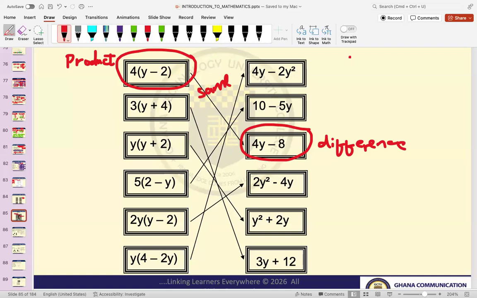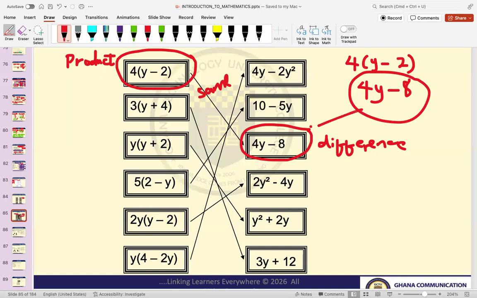Now watch it. 4 into y minus 2. When we expand this one, we have 4 multiplied by y, we have 4y. 4 multiplied by 2, we have 8. So finally, it becomes 4y minus 8. And that is what we have seen here, 4y minus 8. We can therefore conclude that this product expansion will give us this difference we are seeing here.